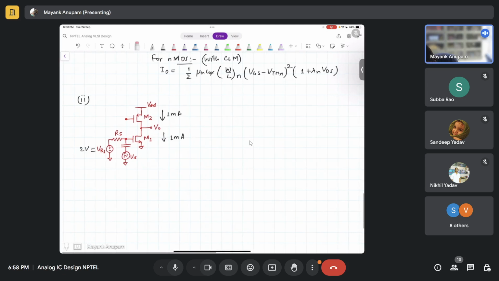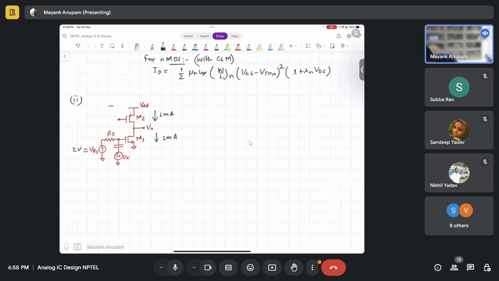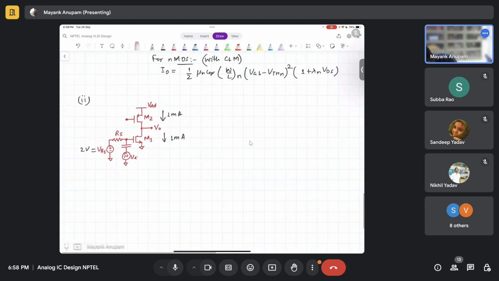Anyway, I was saying, how will you give VB2, by the way? You just connect it with a voltage source, right? For the time being. Ultimately, when you design it, you will need a resistor divider like this. But for now, just assume there is a voltage source here, which is 2 volts. Okay, so this is how you design it.